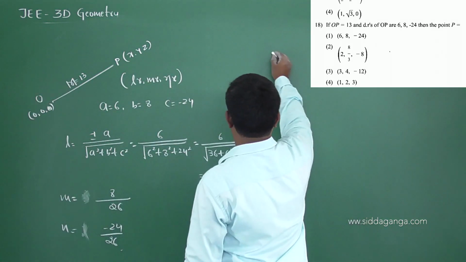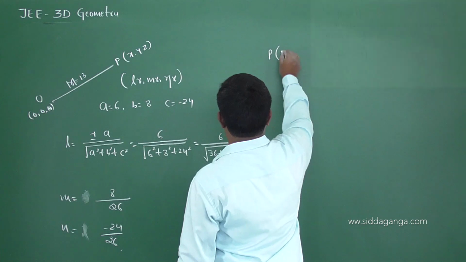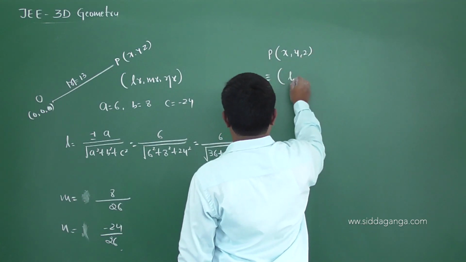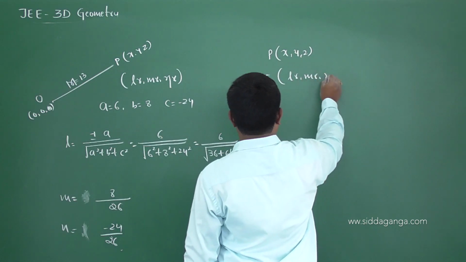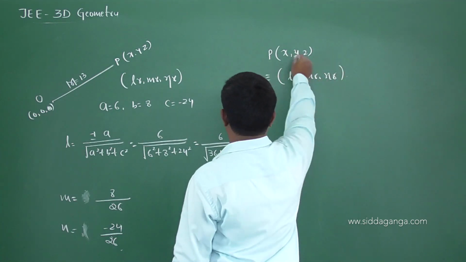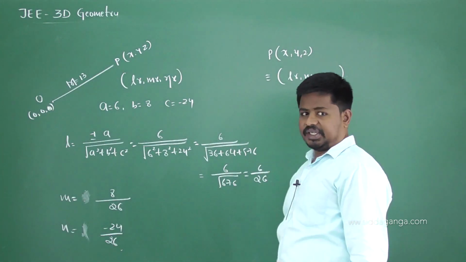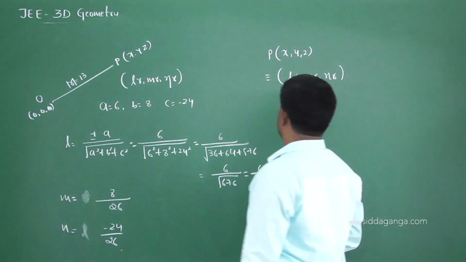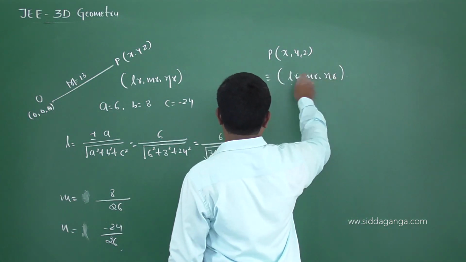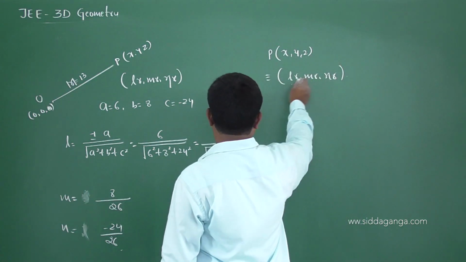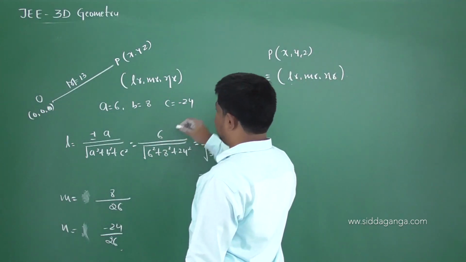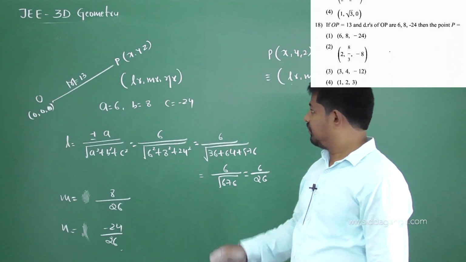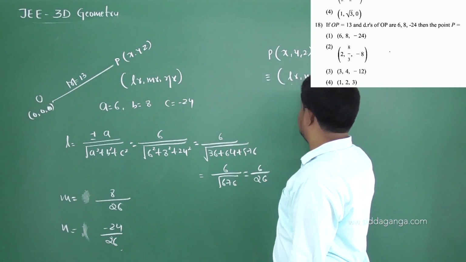So the coordinates of P, x, y, z, are nothing but LR, MR, NR. What are LR, MR, NR? Nothing but x, y, z. I mean x, y, z can also be written as LR, MR, NR. Sometimes we can take LR, MR, NR as A, B, C also. When I take these as A, B, C, what will your result be? Again the first option, right? The first option is the correct one when you take this as A, B, C again.